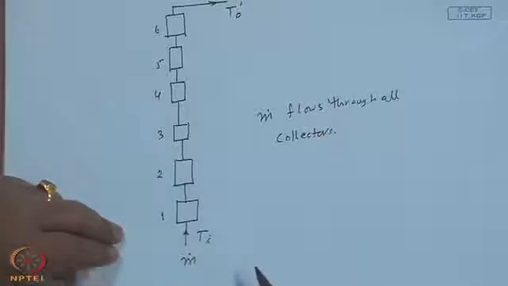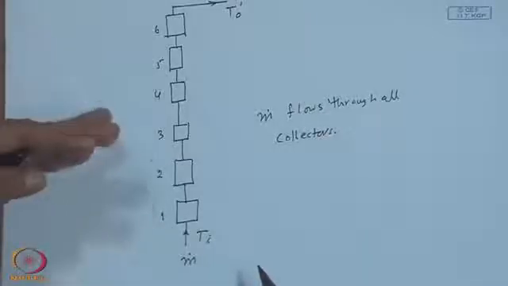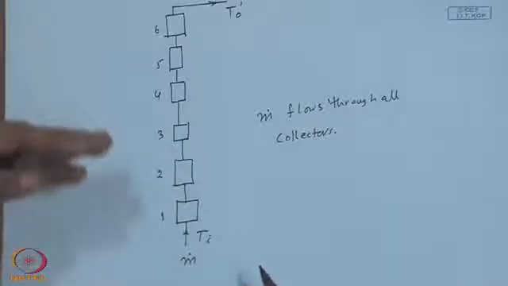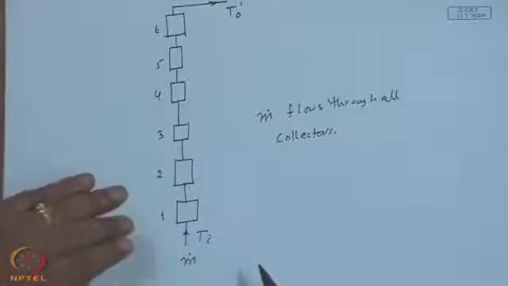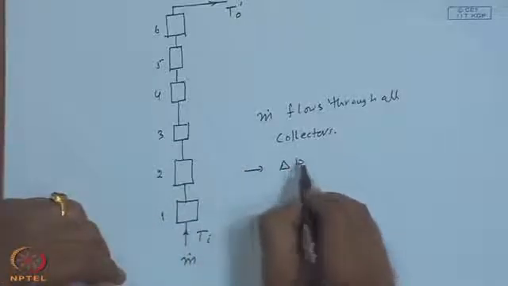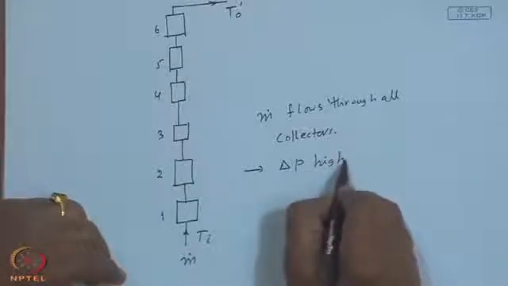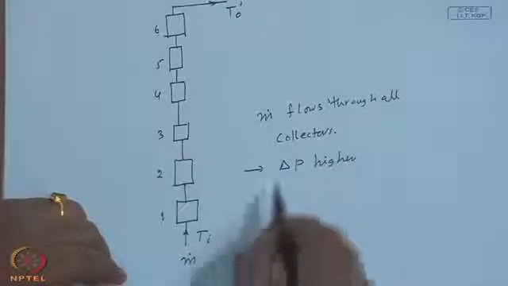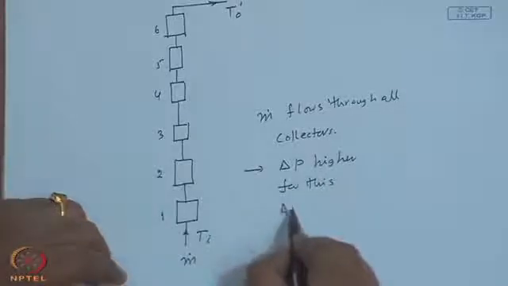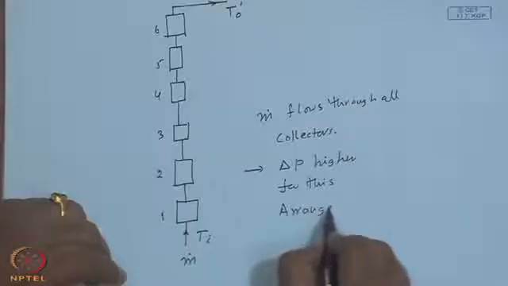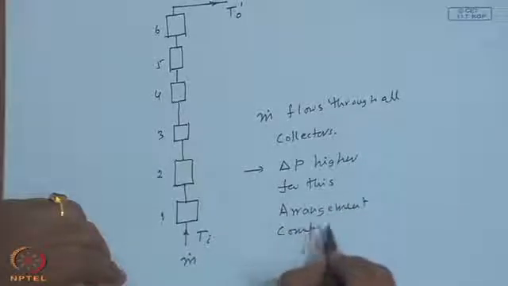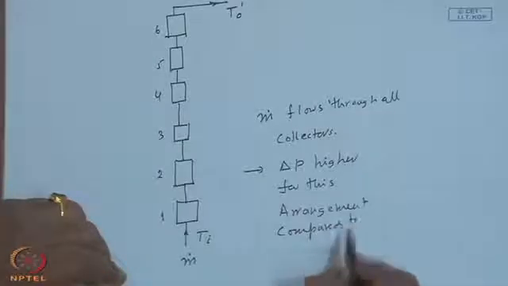So, this has got the advantage of a uniform flow rate, perhaps better maintained through all the collectors, but 6 times the flow rate will be going through each collector. So, I can expect delta P higher in this arrangement compared to a parallel.